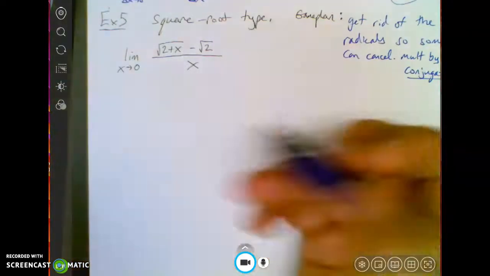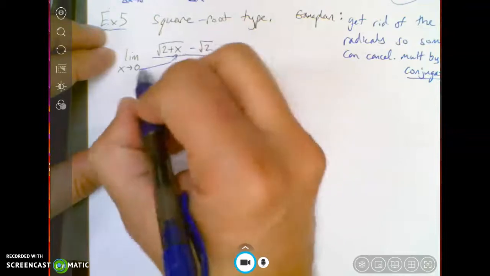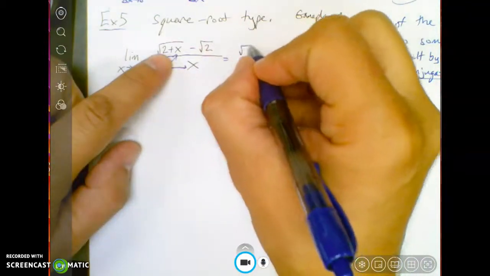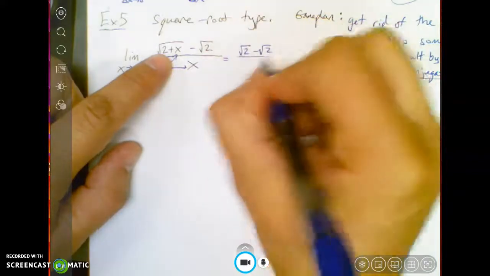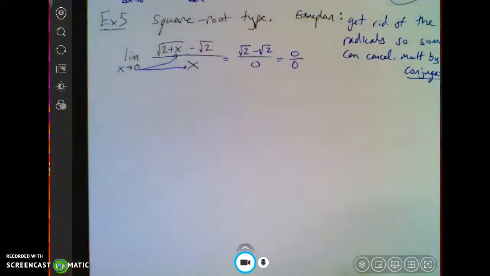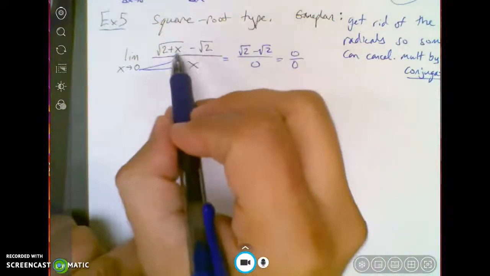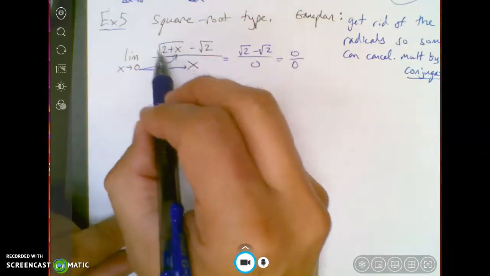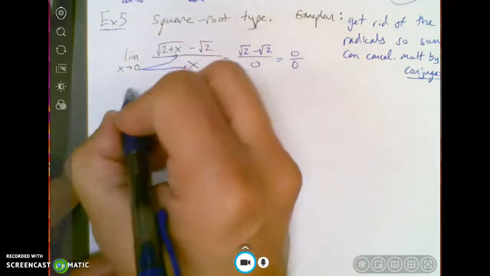I guess first I shouldn't jump the gun here. I should try plugging in my 0. On top, you have radical 2 minus radical 2. Bottom you have 0. Okay. So now I can get back to what I was saying. The top is the ugly part. And the top has this radical 2 plus x minus radical 2.